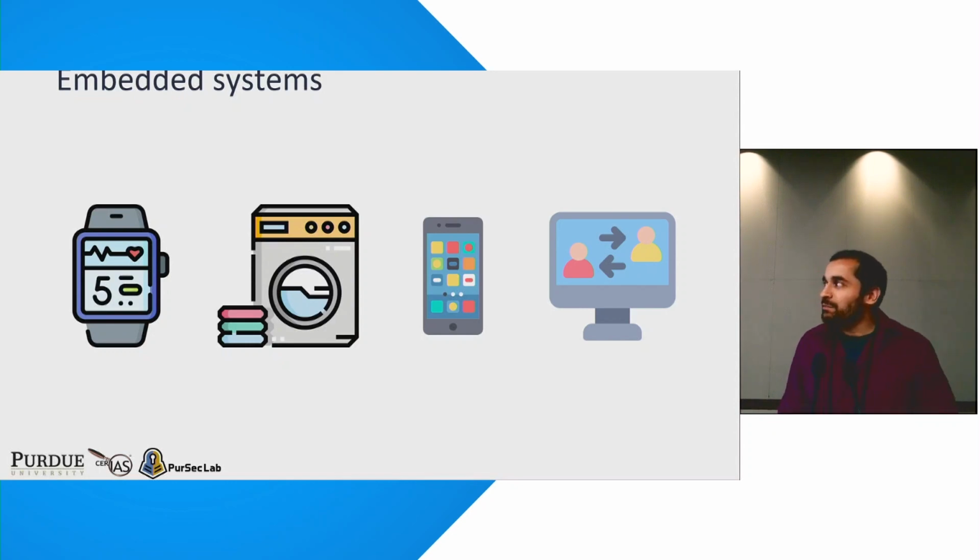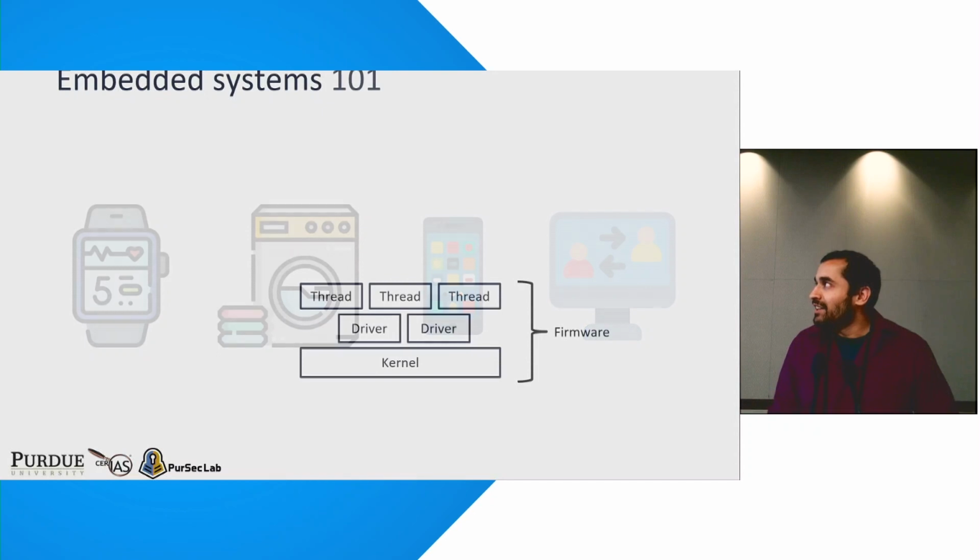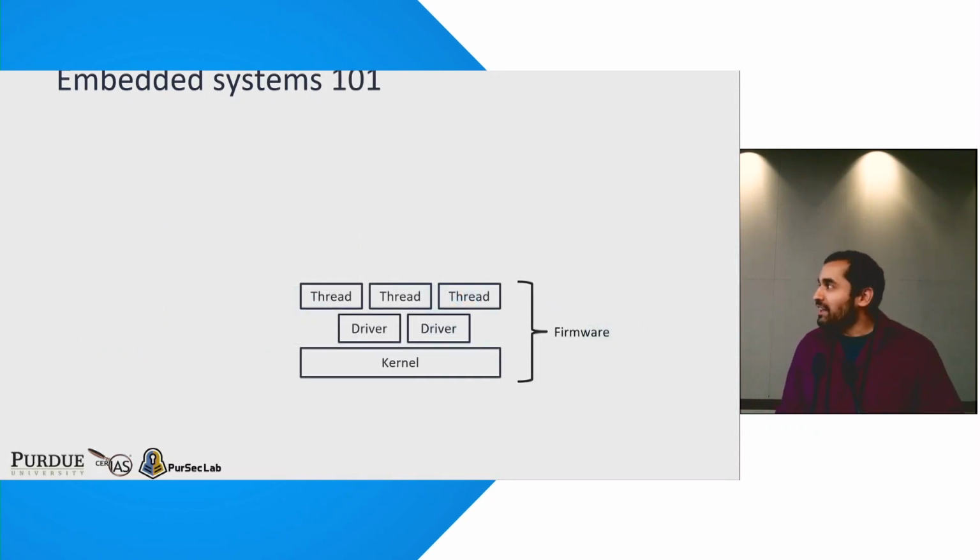But the problem is that these systems are very low power systems and they have really low processing power. So that's why people often sacrifice security for performance. And we'll see in a bit what I mean by that. In embedded systems, the software running on the system is called firmware. It might have threads, different drivers, and it might also have a kernel component.